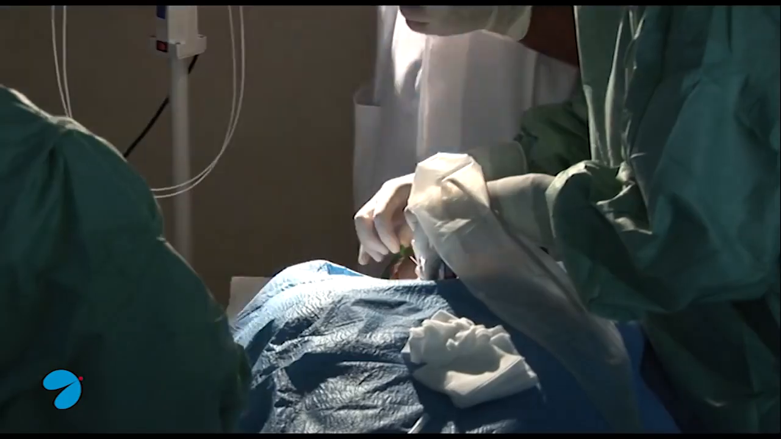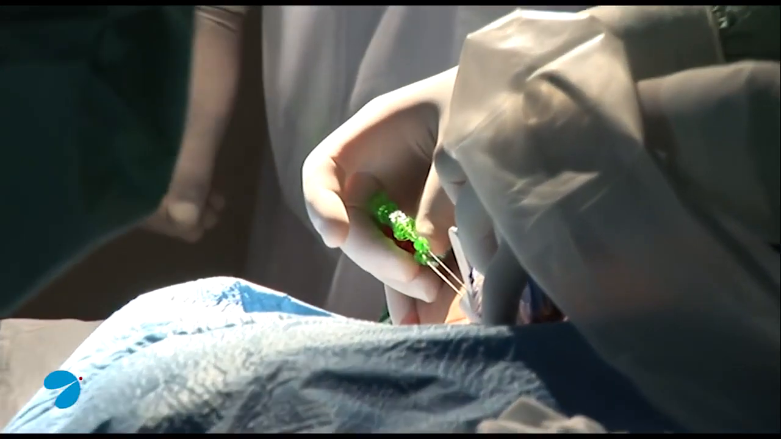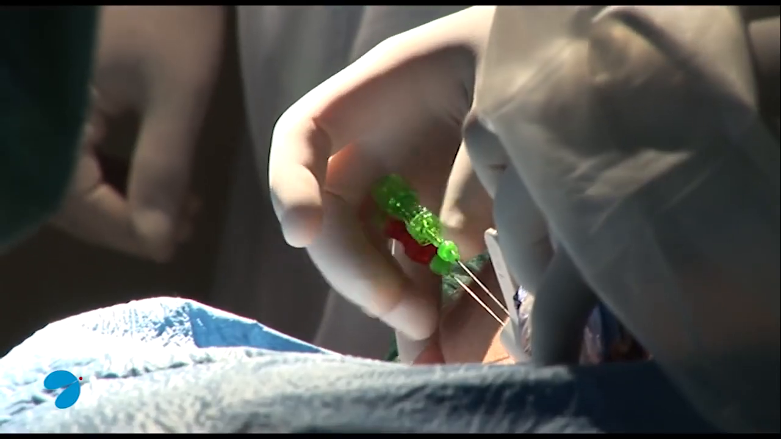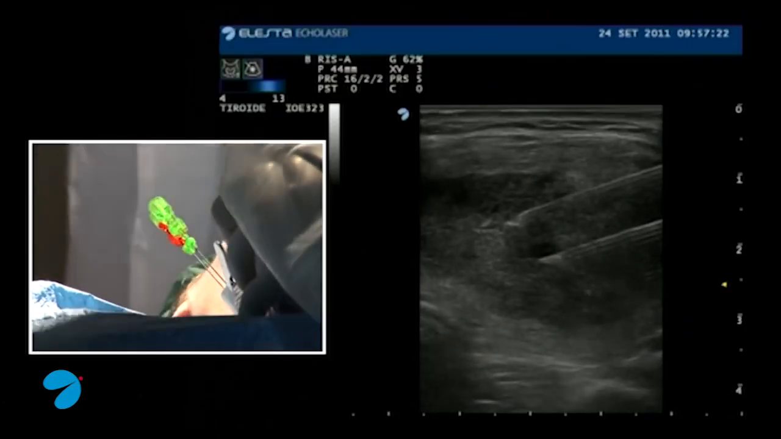It's important to place needles at an appropriate distance from vital structures like trachea and vessels.